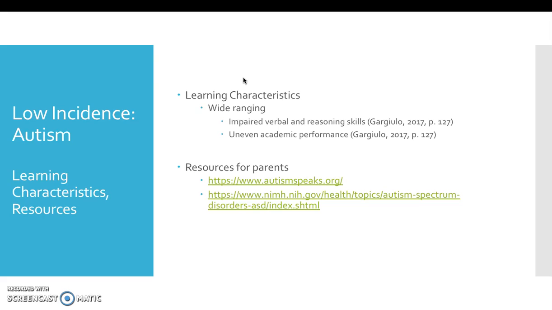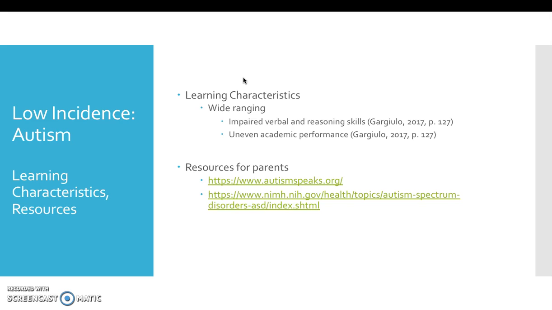Wide-ranging. Autism is huge. It's very difficult to define. I read a very interesting book a few months ago called The Story of Autism, and it's kind of a history of autism, especially in the United States. It touches on the UK, and it was quite eye-opening to see how large and how slippery the definition is. But some basic ways to define it are impaired verbal and reasoning skills, and uneven academic performance. These are things that are going to affect individuals with autism in the classroom.